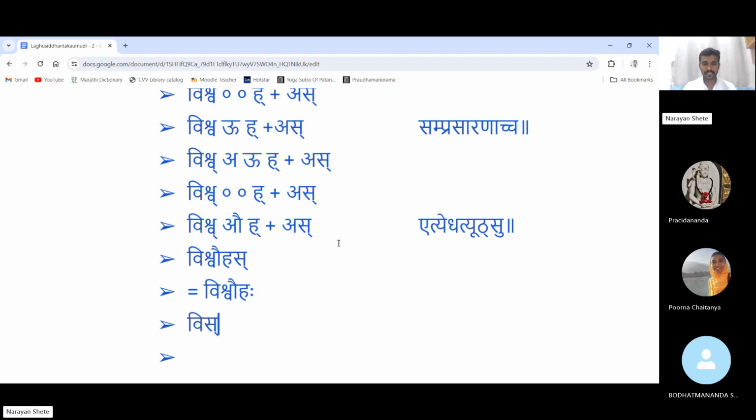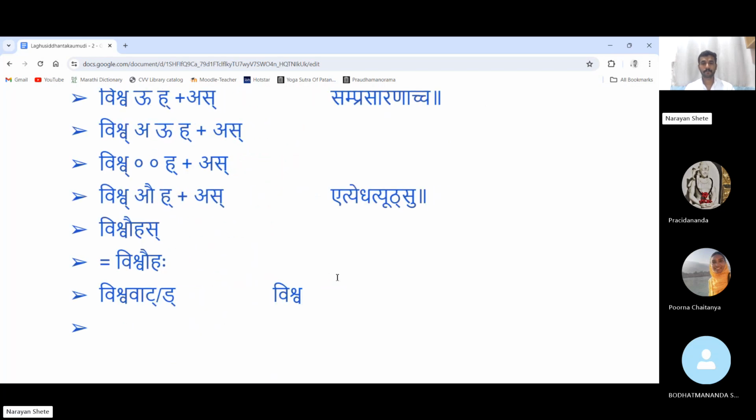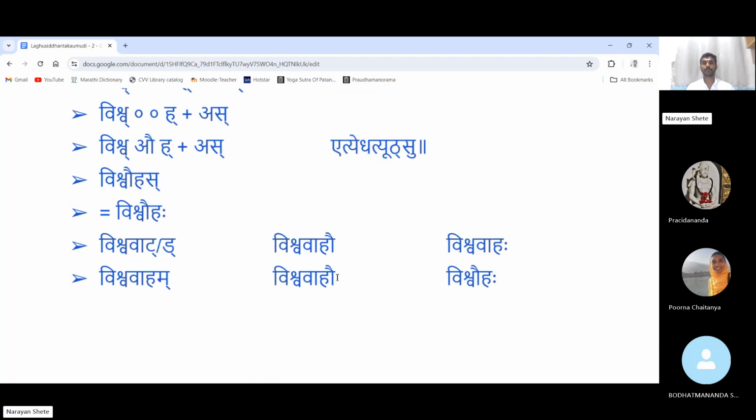So Vishwavat. Hakara turned into dhakara, and dhakara turned into takara and dakara, the optional Vishwavat. Vishwa vahau, vishwa vaha, vishwa vaham, vishwa vahau, vishwauha.